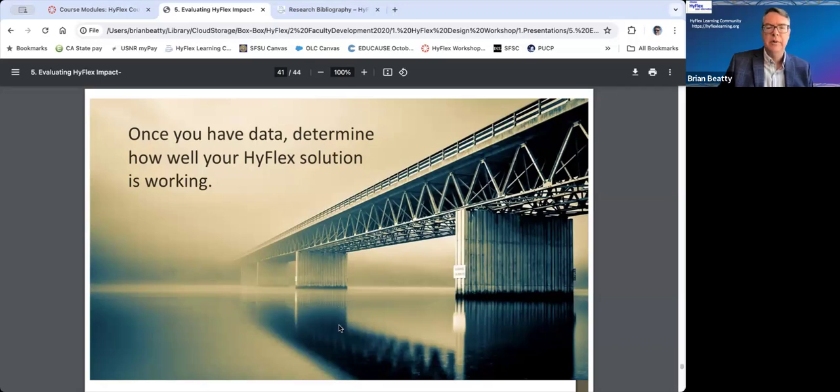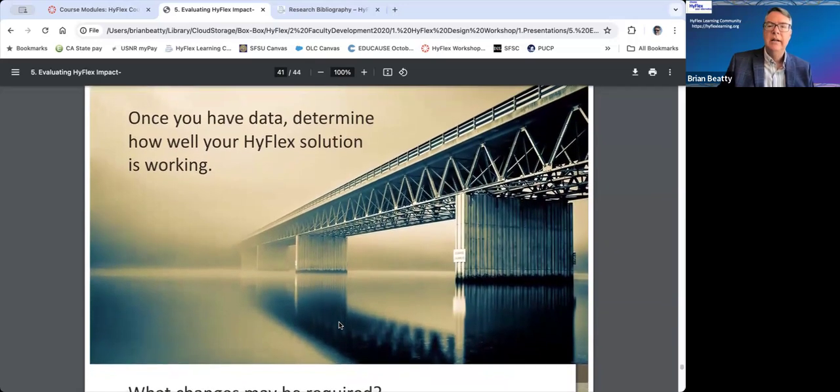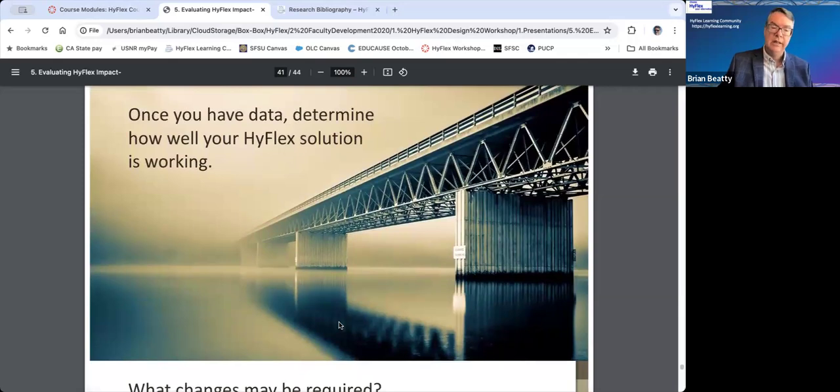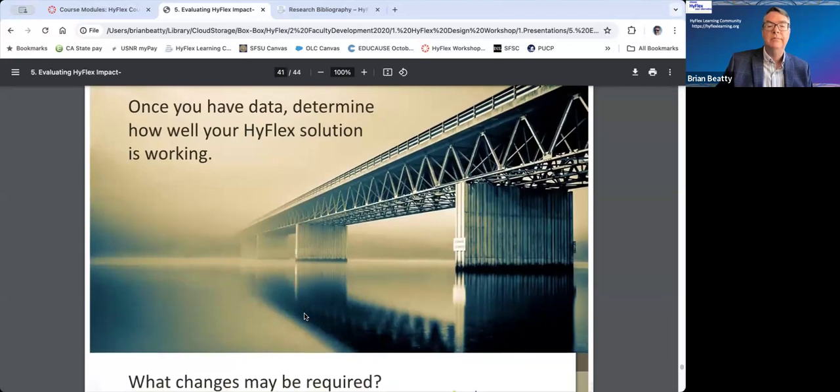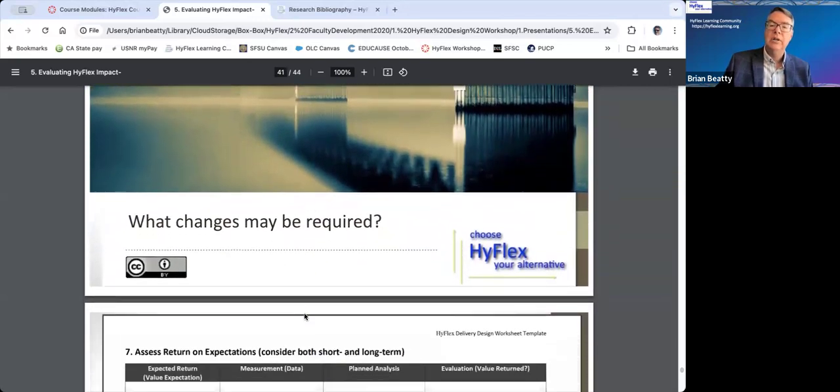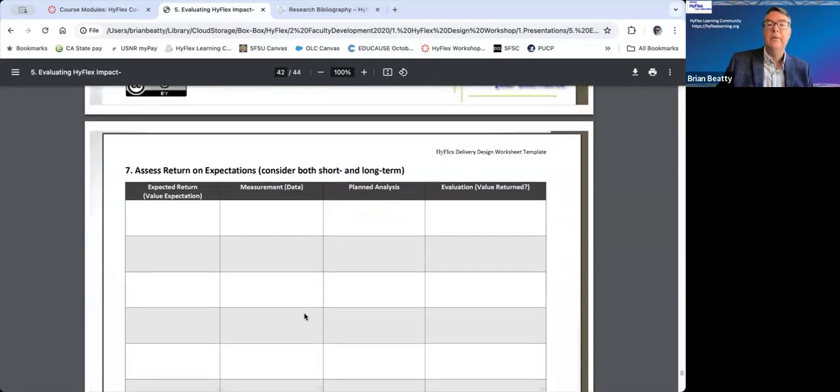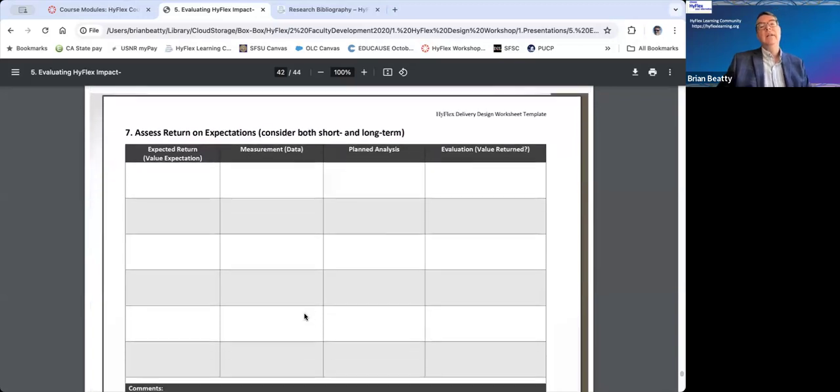I like the metaphor of a bridge though. We are connecting students to learning. We're connecting online and face-to-face environments. And so we're also in some ways connecting the way we used to teach to the way we're teaching now, kind of looking towards the future. What are the changes that you're going to have to require? I don't know, but you can figure that out.